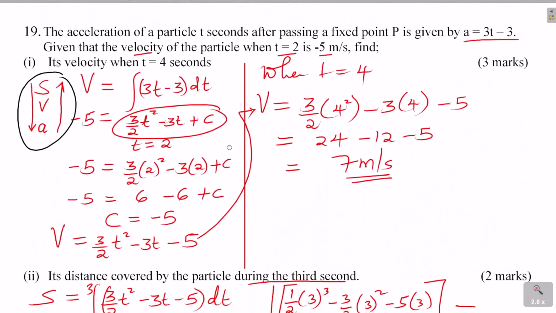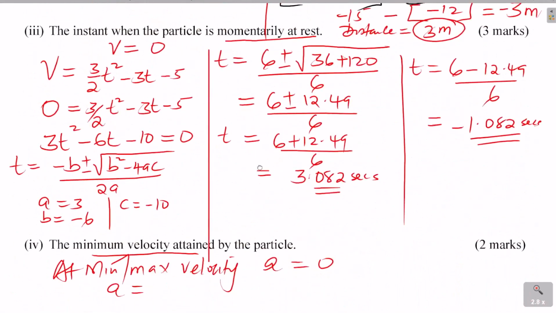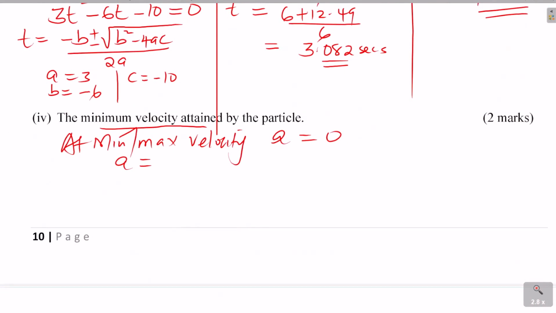In the first part, a is equals to 3t minus 3. So at minimum velocity, a is equals to 0. So 0 is equals to 3t minus 3. So this will give us t is equals to 1. So at t is equals to 1, that is when this particle attains minimum velocity. But now we've not answered the question. Now that is the time when the particle is at minimum velocity.